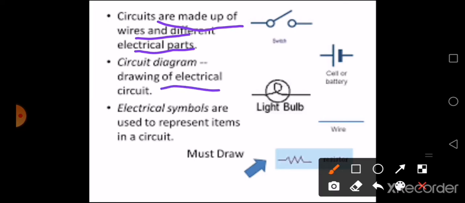Now you make a circuit diagram with all the components, connecting them with electrical wires, and you will make your necessary circuit using your circuit diagram according to the experiments you have. You already know that a circuit diagram uses electrical symbols, and you have already learned these symbols in your smaller classes. We will recollect them here in the video.